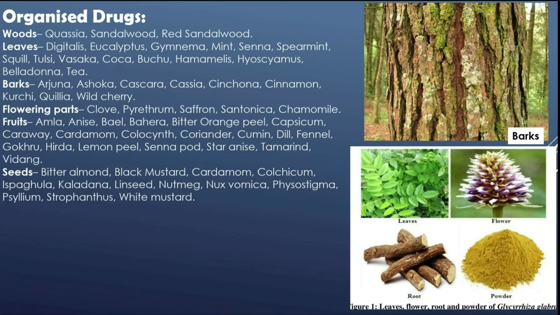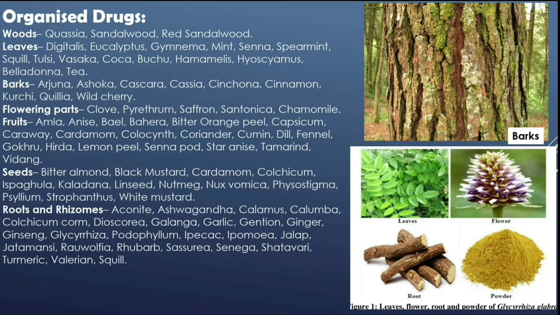Now we will see the seeds. The plants whose seeds are used as drugs are bitter almond, black mustard, cardamom, colchicum, ispaghula, calumba, linseed, nutmeg, nux vomica, physostigma, psyllium, strophanthus, white mustard, etc.